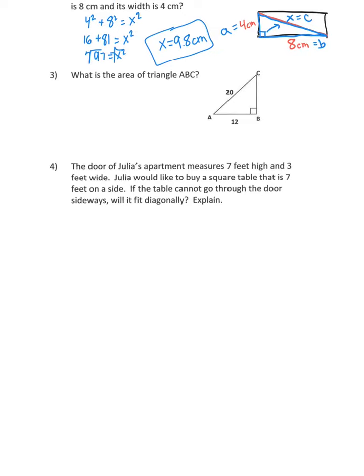Okay, number 3, what is the area of triangle ABC? So from our last unit in chapter 6, we learned that the area of a triangle is 1/2 base times height. Here in my triangle, I know that my base is going to be 12, but I don't know what my height is. My height's unknown over here. So to find that unknown, my height, I need to use my Pythagorean theorem. Well, if this is across from my right angle, that makes 20 my C, and I've got my A and my B on the sides.